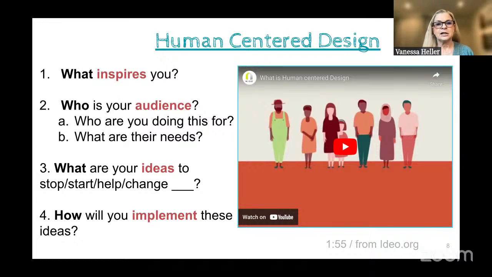Who's your audience? If you want to make a change, who are you doing this for? And what are their needs? Not what your needs are. What are their needs? Because to make a change that you think works for you may not work for your particular audience. So you need to consider multiple perspectives. If you're going to raise money for a certain group, do they need it? Is this how they need it? Is this why they need it? So again, it's helping our students think beyond themselves, consider someone else's needs and wants and gifts and talents.